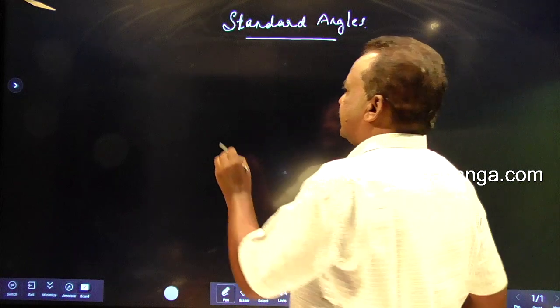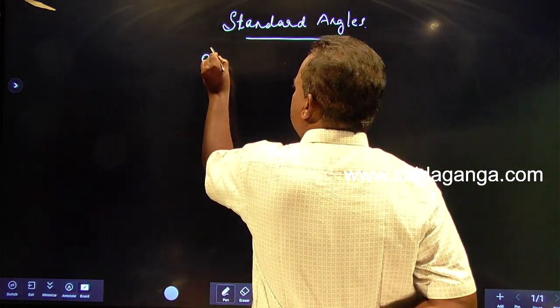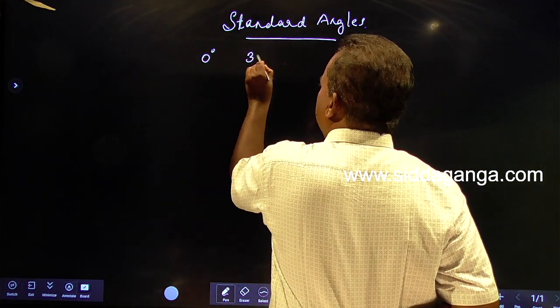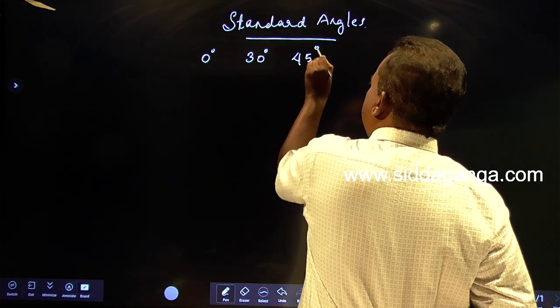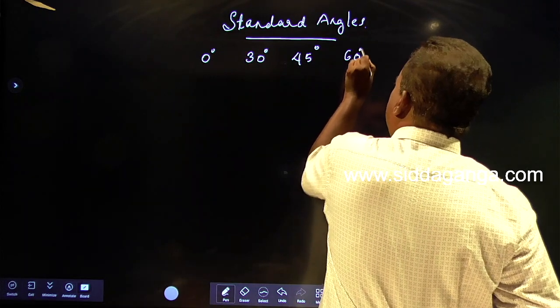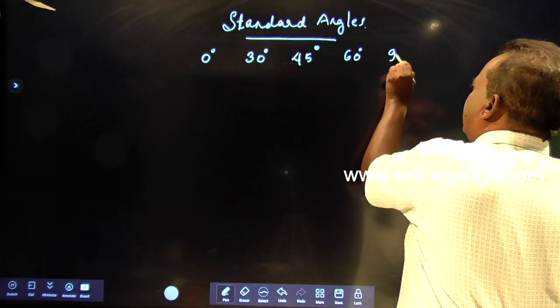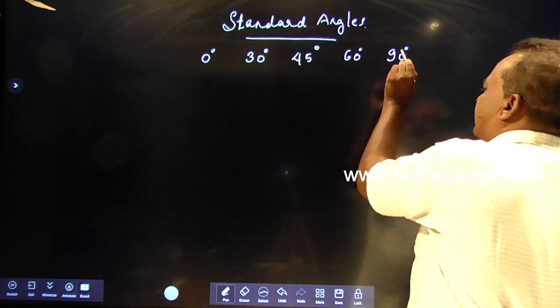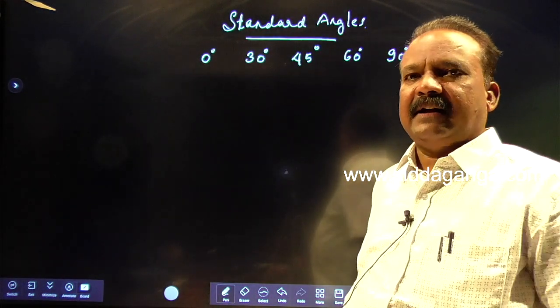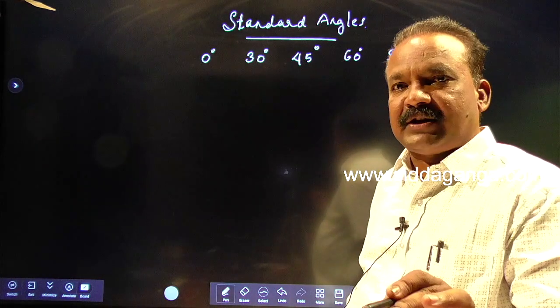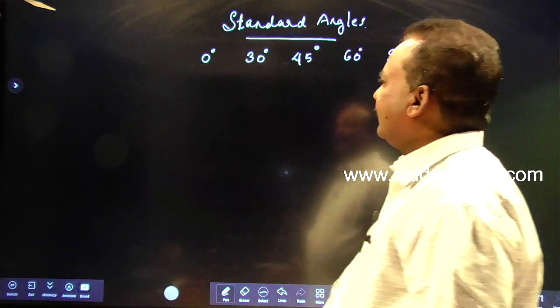Among those, 0 degree, 30 degree, 45 degree, 60 degree, 90 degree. These only 5 angles which lie in the first quadrant can be considered as the standard angles. First quadrant, first rotation, that is also important.